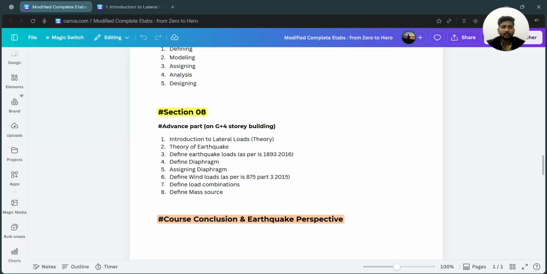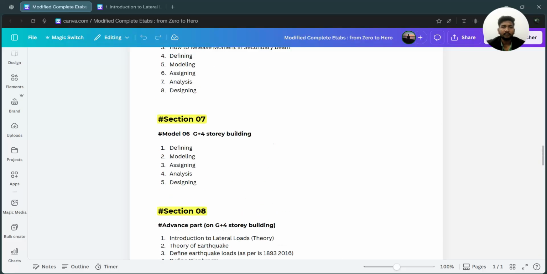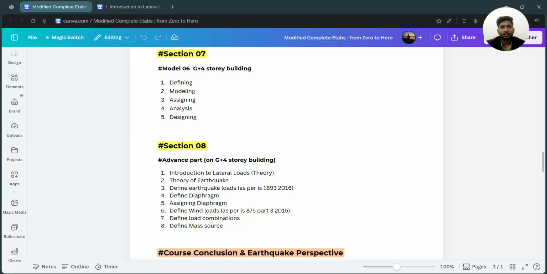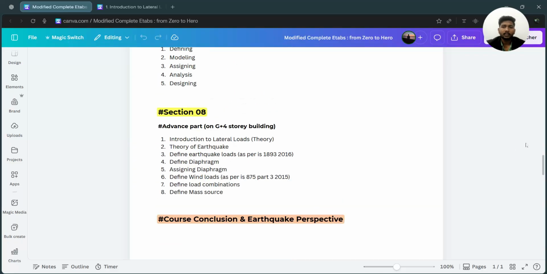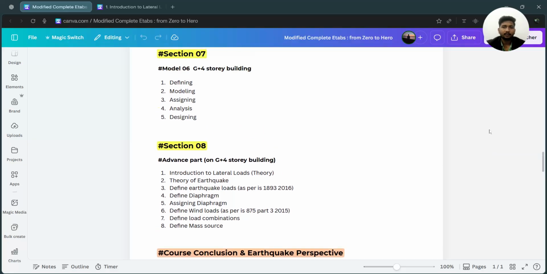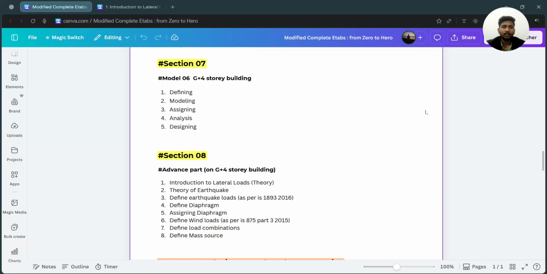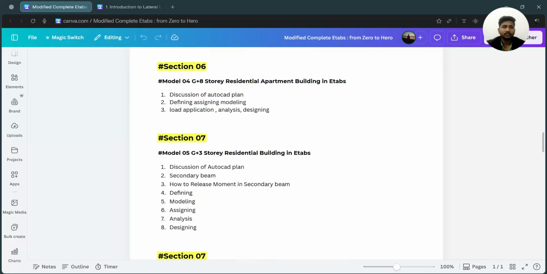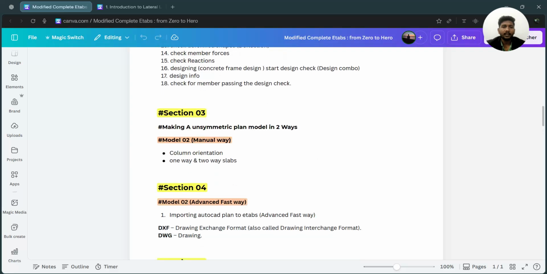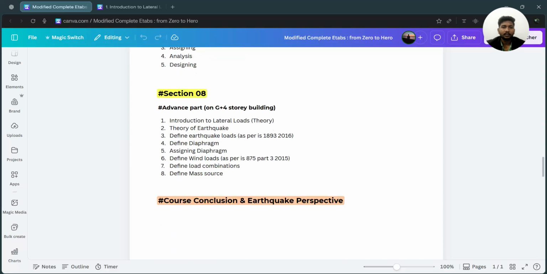Basically this part of Section 8 comes under the advanced part. I was going to take this intermediate course till here only, Model 6, where we see only the gravity loads, and over which we have completely done the modeling, analysis and design on 6 different buildings, and your concepts are now completely cleared with the different types of concepts we have taken here. Like in every section, we have completed this part.